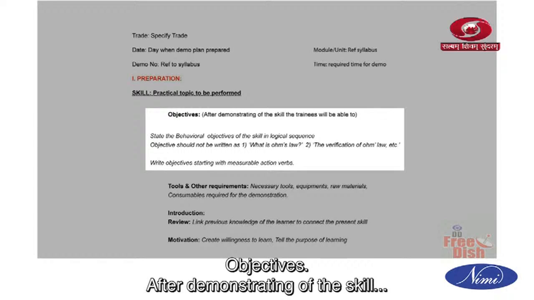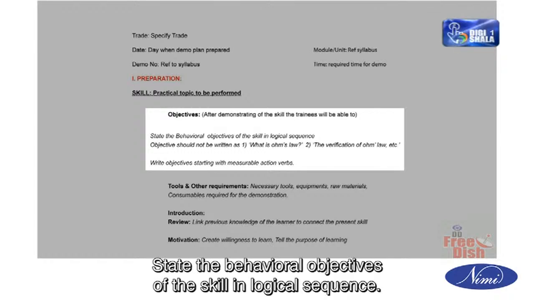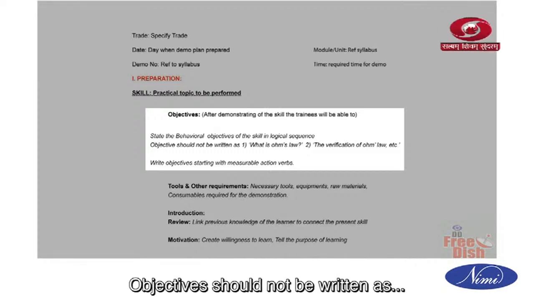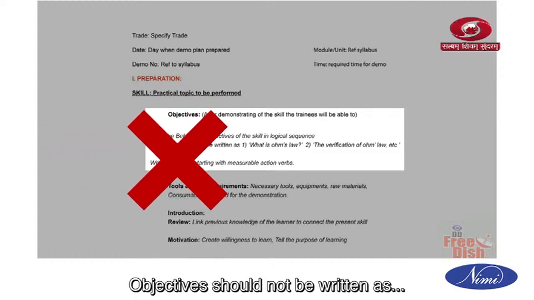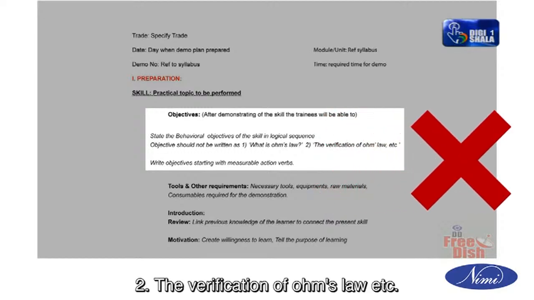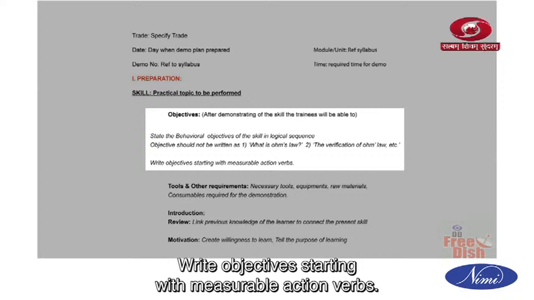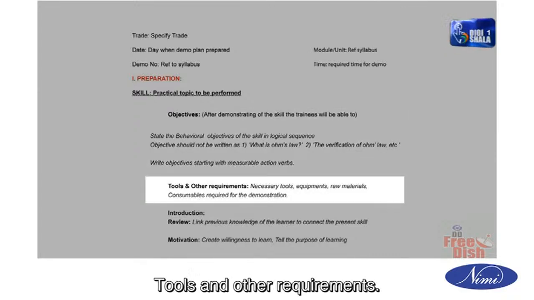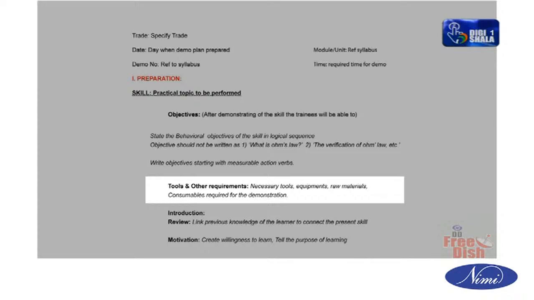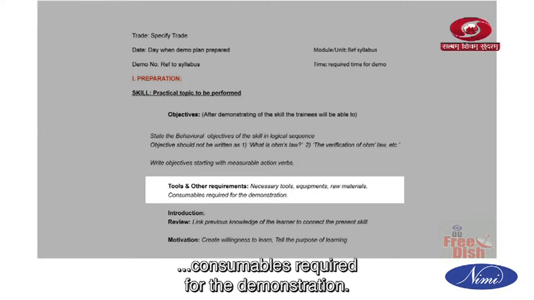Objectives. After demonstrating the skill, the trainees will be able to state the behavioral objectives of the skill in logical sequence. Objectives should not be written as 1. What is Ohm's law? 2. The verification of Ohm's law, etc. Write objectives starting with measurable action verbs. Tools and other requirements. Necessary tools, equipment, raw materials, consumables required for the demonstration.